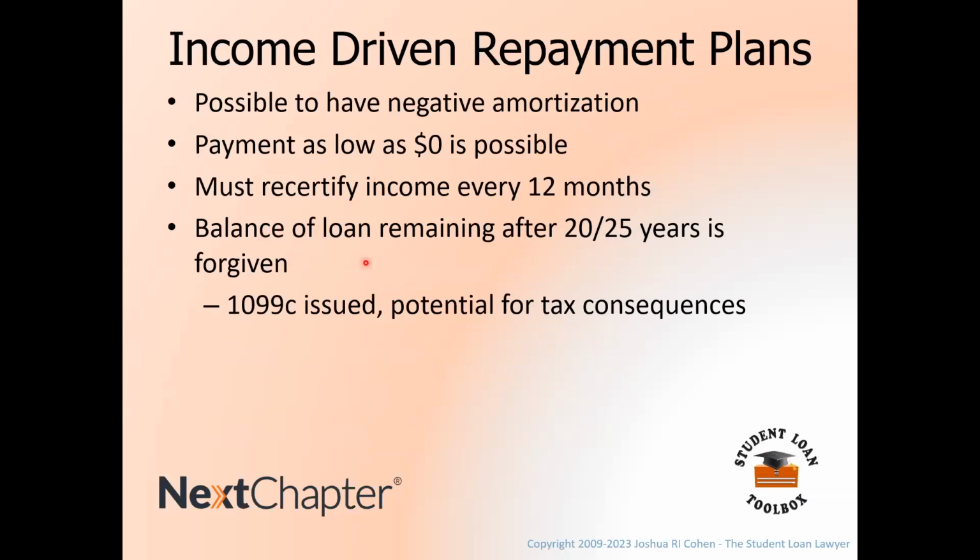Just the fourth bullet says the balance of the loan that remains after 20 to 25 years of payments is forgiven. There might be a 1099-C issued, potential tax consequences. This is not until 2026. Anything before 2026 is non-taxable because of the American Rescue Plan Act. But the balance is forgiven, so I don't care that the loan balance is growing. My Social Security recipient, whose income is next to nothing, they pay $0. It'll be forgiven, or they die. Something will happen. They'll never pay the loan anyway.